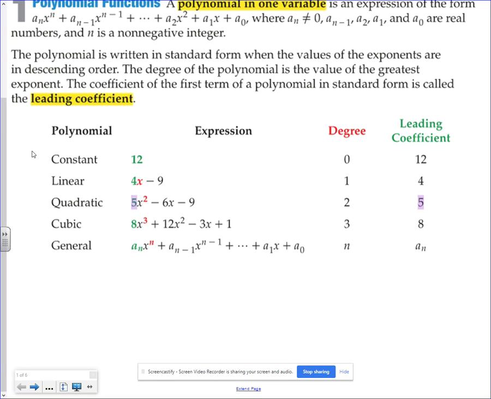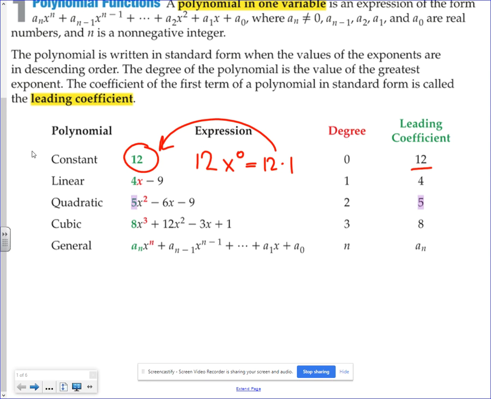Our first one here, we got this expression 12. Okay? It's called a constant. There is no variable. You can think of it having a variable. You can think of it as 12 times x to the 0 power. Because if you remember, x to the 0 power is 1. So this is really 12 times 1, which is just 12. So the degree of this, if it had a variable, the degree of it would be 0. And then the leading coefficient is 12.